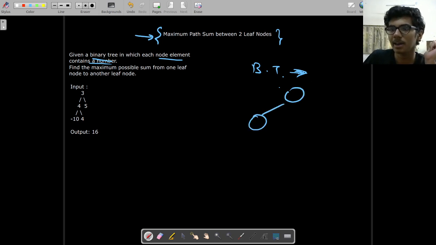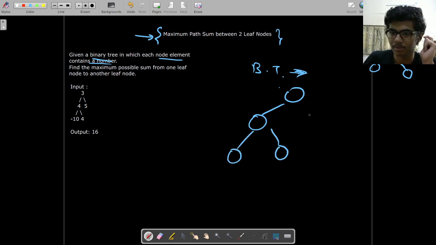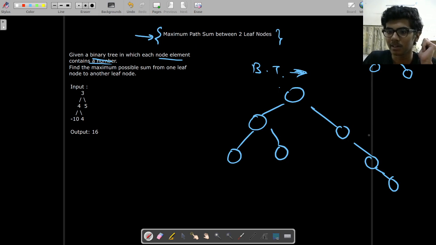A binary tree is basically a tree, as told in the previous problem of the day, where a node contains at most two children. Okay, so it might contain 0, 1 or 2. So I think this is clear. So we are given a binary tree. It has to do something with the leaf nodes, as in the previous problem of the day.